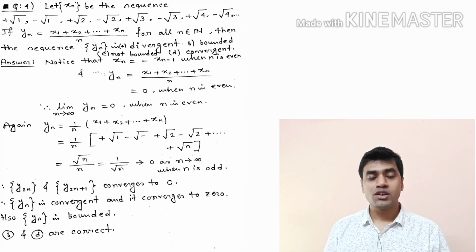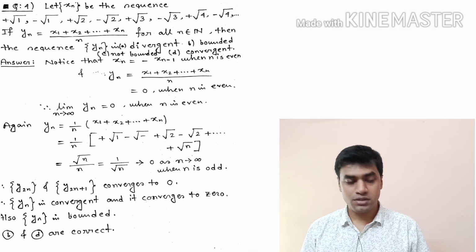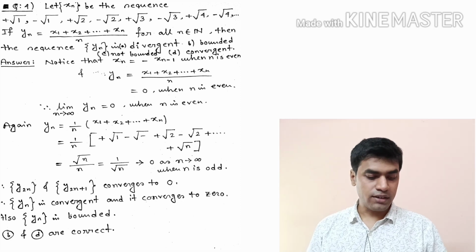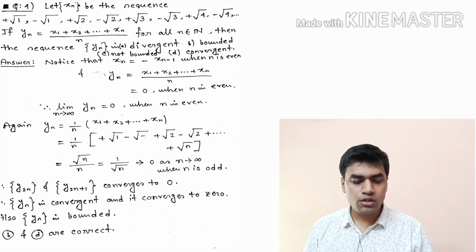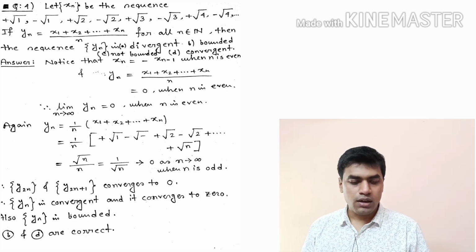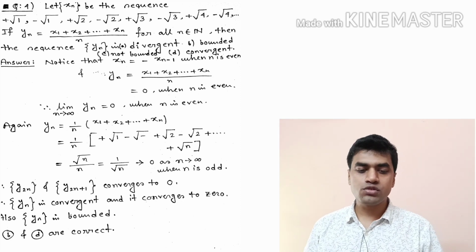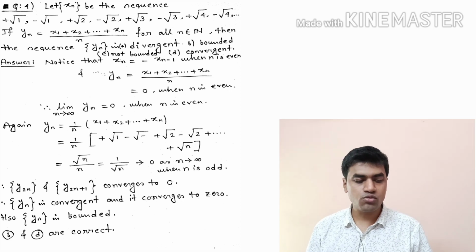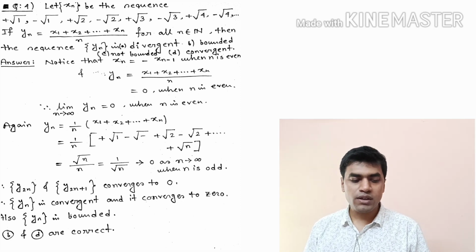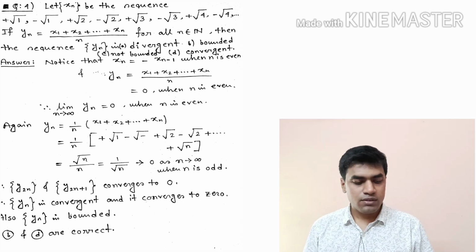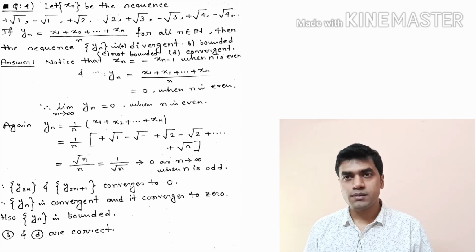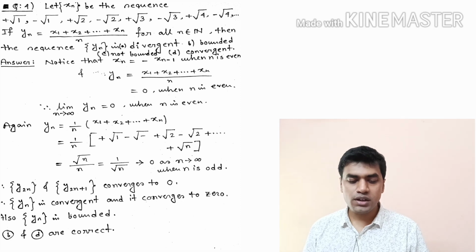Now we come to question number 4 in slide 4. Let the sequence xn be plus root 1, minus root 1, plus root 2, minus root 2, plus root 3, minus root 3, plus root 4, minus root 4, and so on, and we define yn as (x1 plus x2 plus ... xn) divided by n, for all n belonging to natural numbers. Then the sequence yn is, four options: A divergent, B bounded, C not bounded, D convergent.